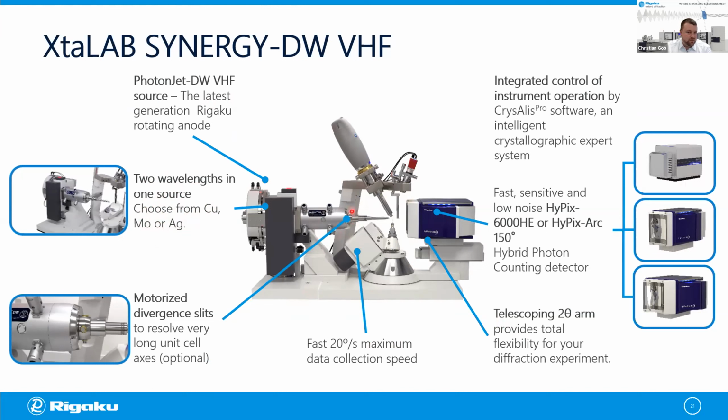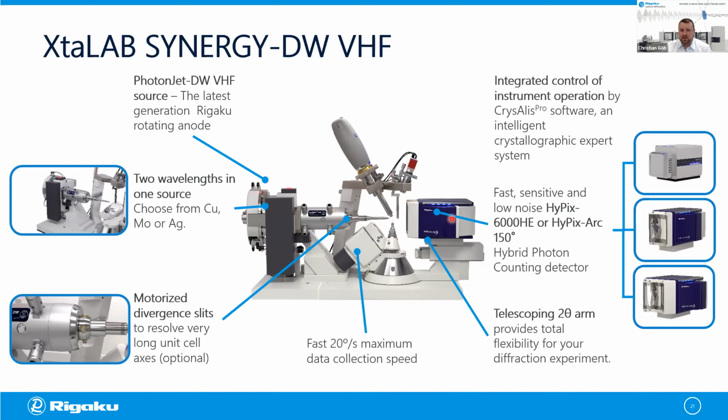The DW always comes with a motorized divergence slit controller, so you can cut down the divergence of your X-ray beam. This will allow you to differentiate close reflection spots, either because you have a long unit cell axis or because it is twinned. It also helps with crystals that are of higher mosaicity. When you limit the divergence of the X-ray beam, you can resolve also strongly mosaic crystals.